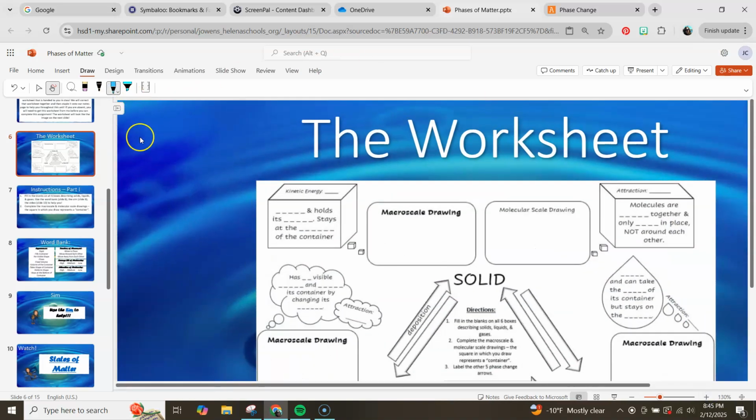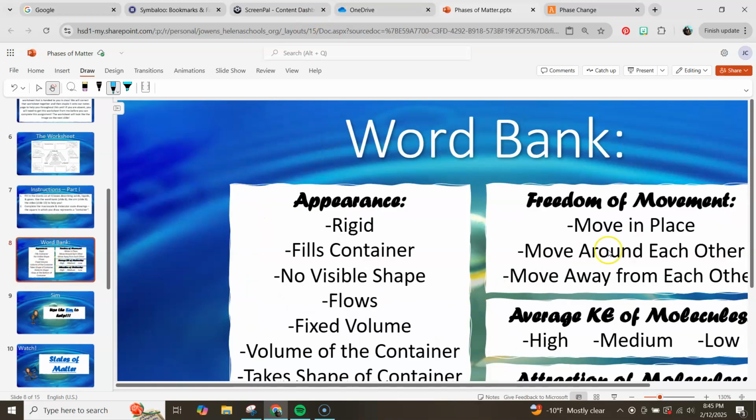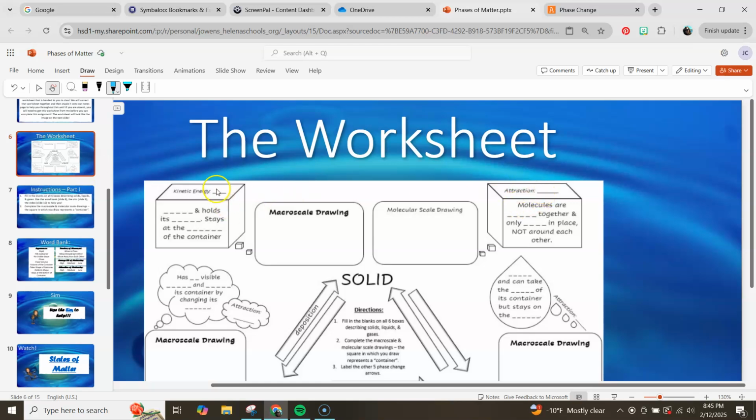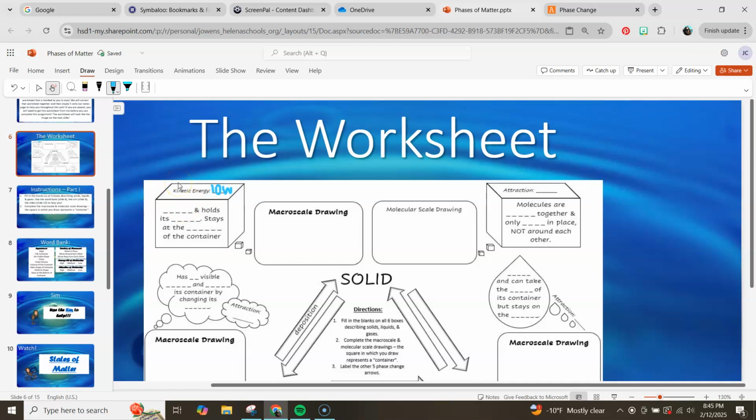So with kinetic energy, I always like to think of this as far as an ice cube or water. With kinetic energy, when we have water in the solid form, typically it's cold, and we've taken some of the energy out of it. So when we talk about kinetic energy in this word bank, we're looking at having low kinetic energy. So we're going to start here by saying my kinetic energy is low. Okay, blank and holds its shape, or excuse me, it's rigid. So we're going to put rigid in here. This again is off of our word bank.